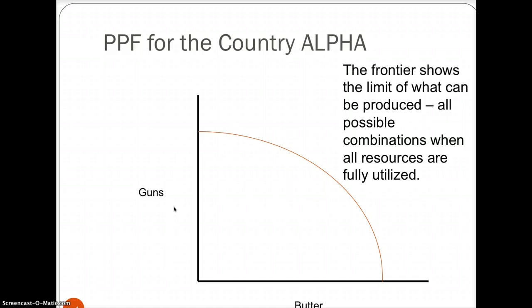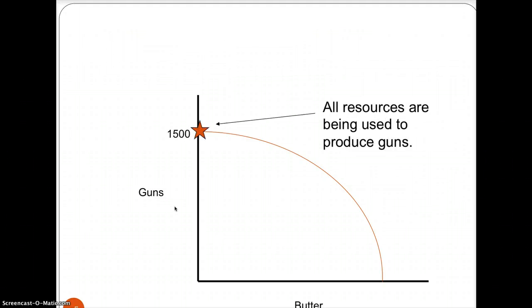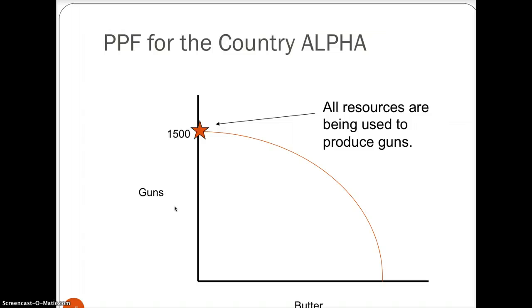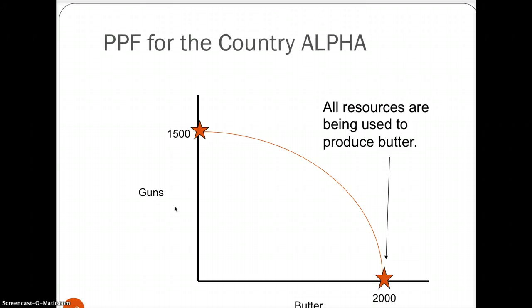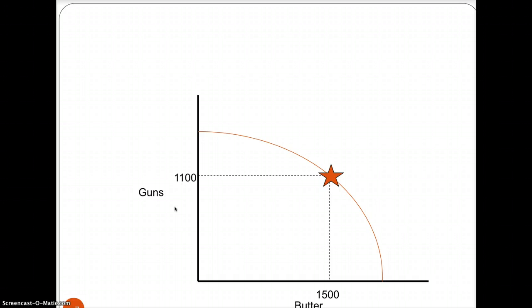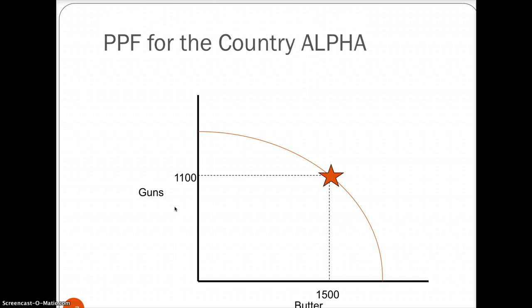So let's look at a production possibilities frontier for country Alpha. The frontier shows the limit of what can be produced, all possible combinations when all resources are being fully utilized. Here Alpha is trading off between making guns, which is on the y-axis, and butter, which is on the x-axis. Let's look at the extremes. Alpha can make all guns and no butter. Here, Alpha is making 1,500 guns and no butter. All resources are being used to produce guns. On the other hand, they can make all butter. Here, all resources are being used to produce butter: 2,000 butter, 0 guns. Or they can make a combination, like this point here. You have 1,100 guns and 1,500 butter.